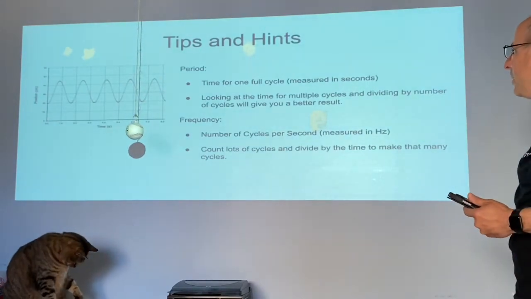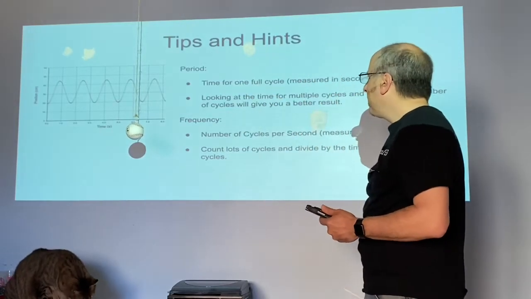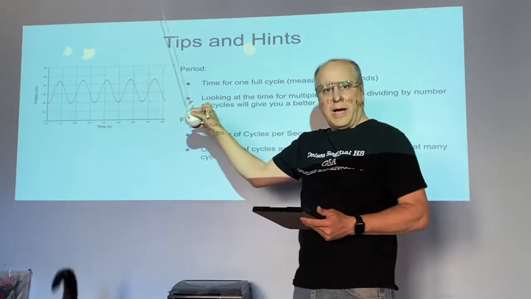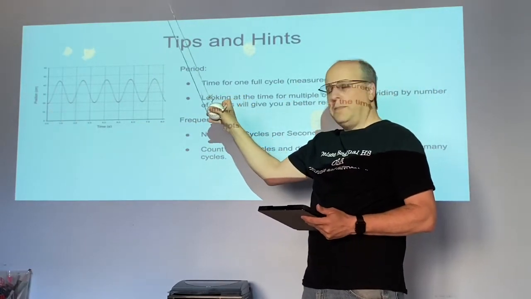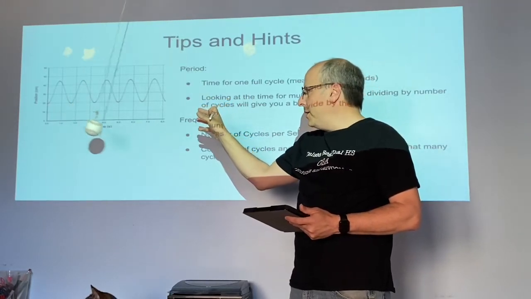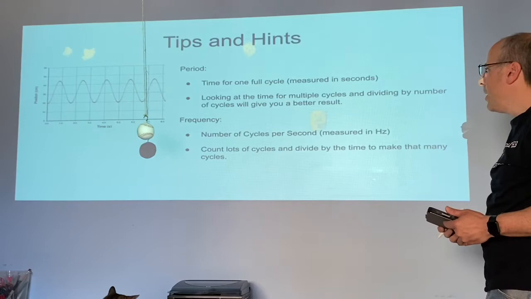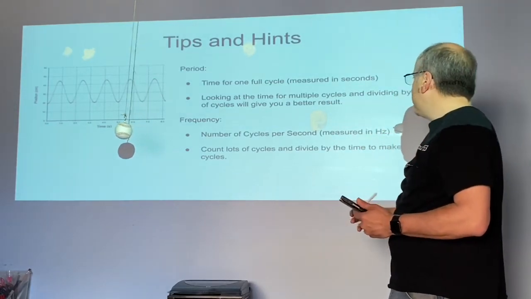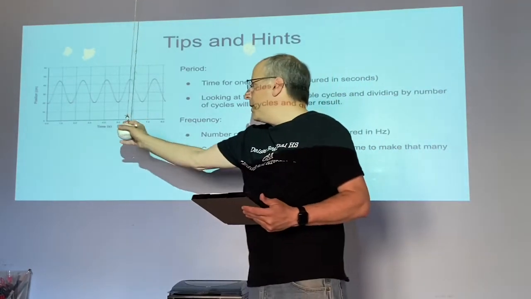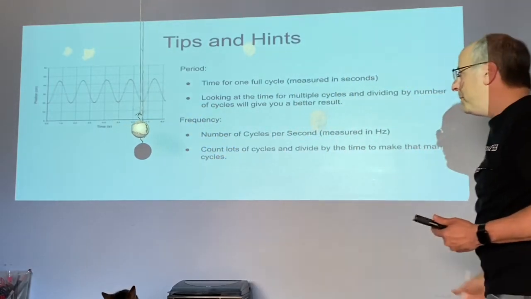Okay, next tip. What you're going to do is you're going to be working with the terms period and frequency. And period is the time it takes for one full cycle measured in seconds. So if you watch, that's one period. One full cycle. Forward, backward. And you time that, and that time would be called the period. You'll be looking at the time for multiple cycles and dividing by the number of cycles to give you a better result. So you'd never want to just time one cycle. It's going to be way too inaccurate. So the more cycles you time, the better.